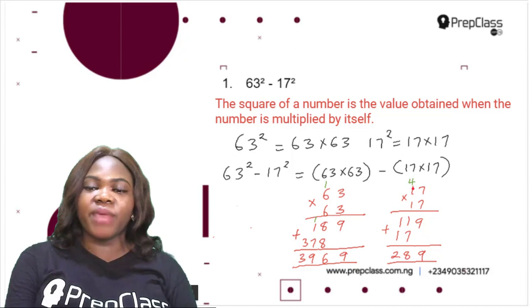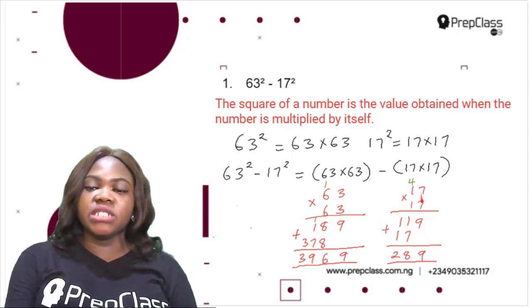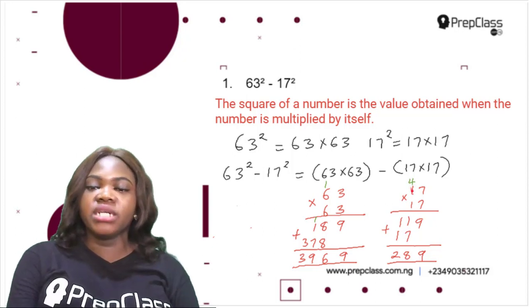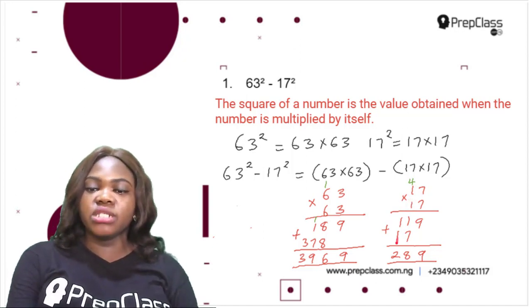Okay, so now let's multiply 17 by 17. 7 times 7 is 49, so write 9 and carry 4. 7 multiplied by 1 is 7, plus 4 is 11. 1 times 7 is 7. 1 times 1 is 1.